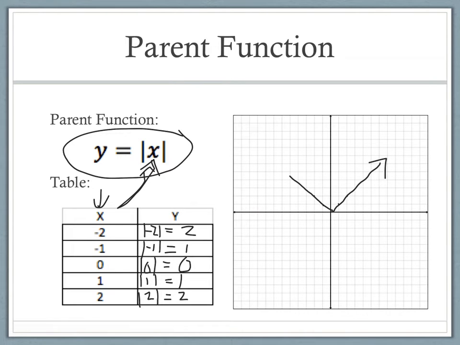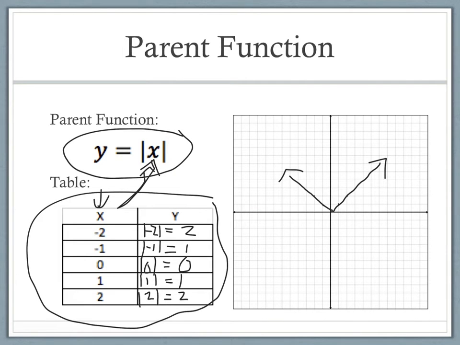And if you notice, it makes a V shape. So absolute values make this V shape. This table right here is going to kind of be your friend. We'll use this for almost all the graphs that we do. But now we're going to talk about how we can make our graph look a little different using transformations. So let's take a look.